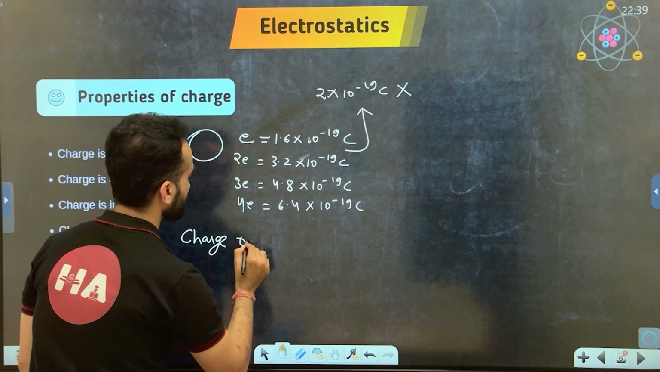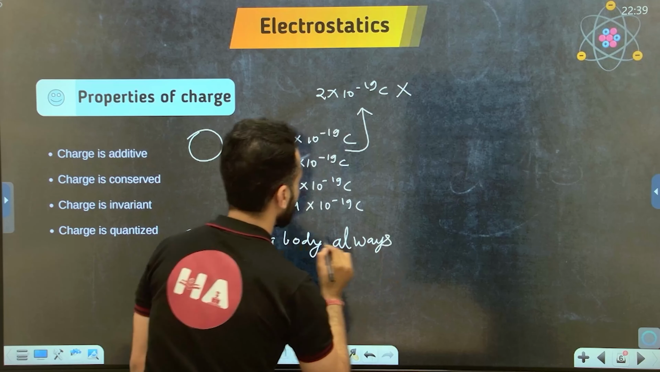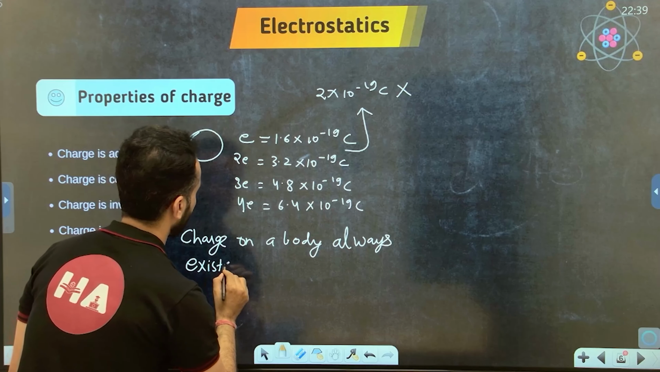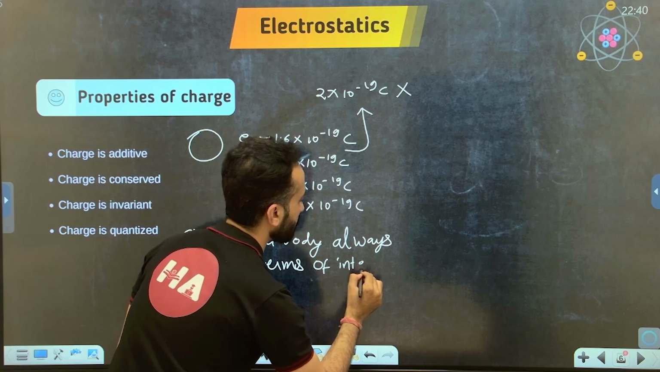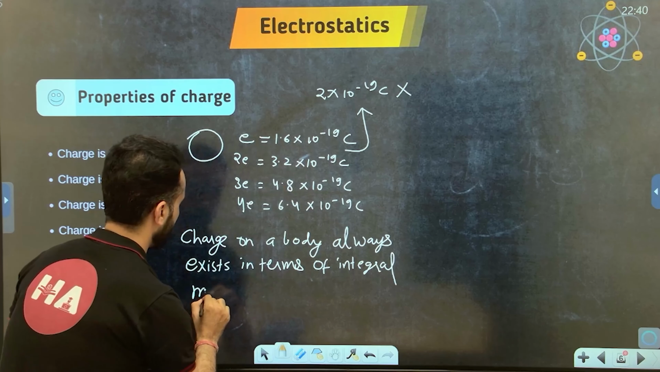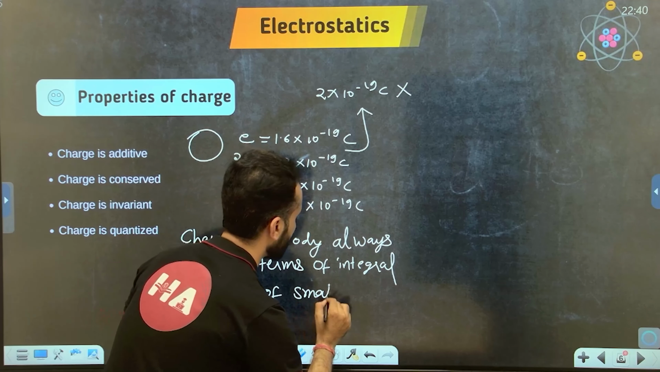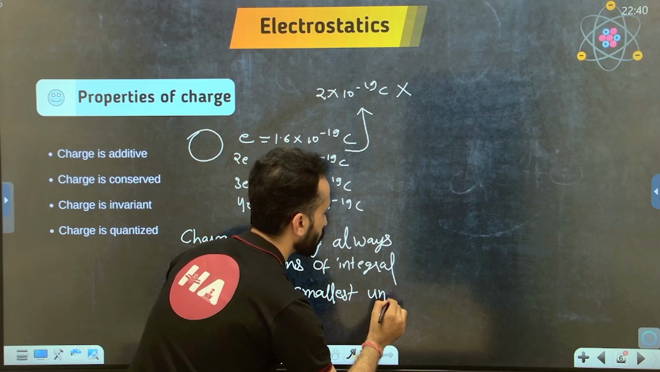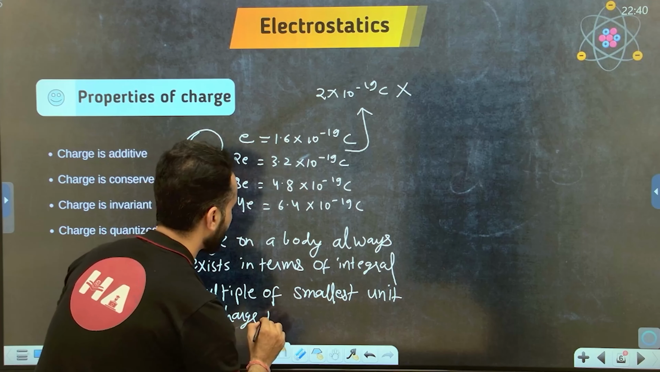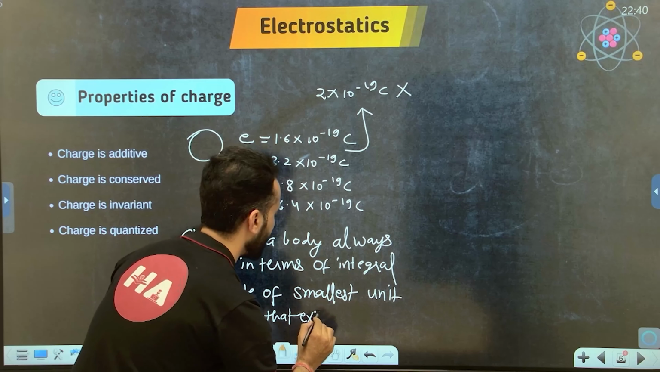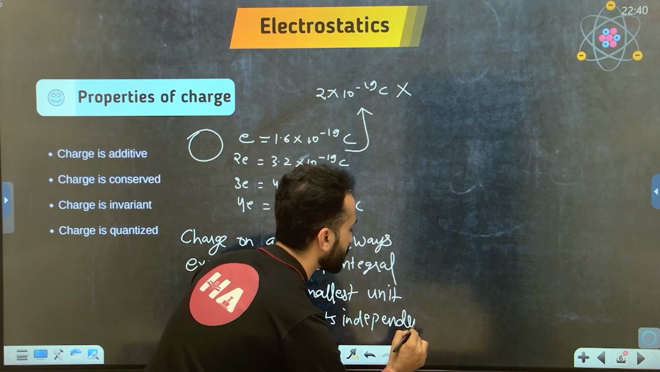body always exists in terms of integral multiple of the smallest unit, or unit of charge, that exists independently. All right, my dear students, I hope you are able to understand this.